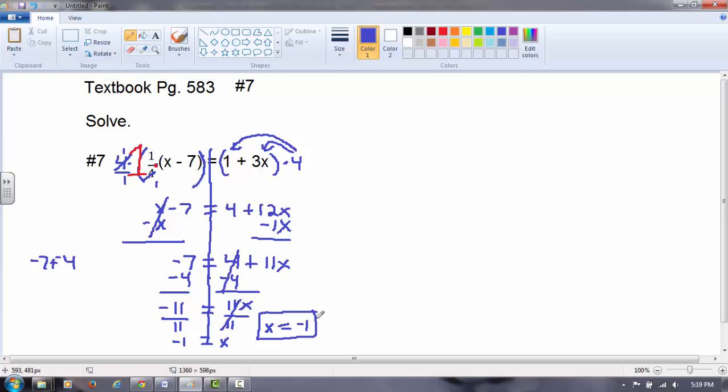And we can always check our answer by taking our negative 1 and substituting into our equation. And our left hand side should be equal to the right hand side if you got it correct.